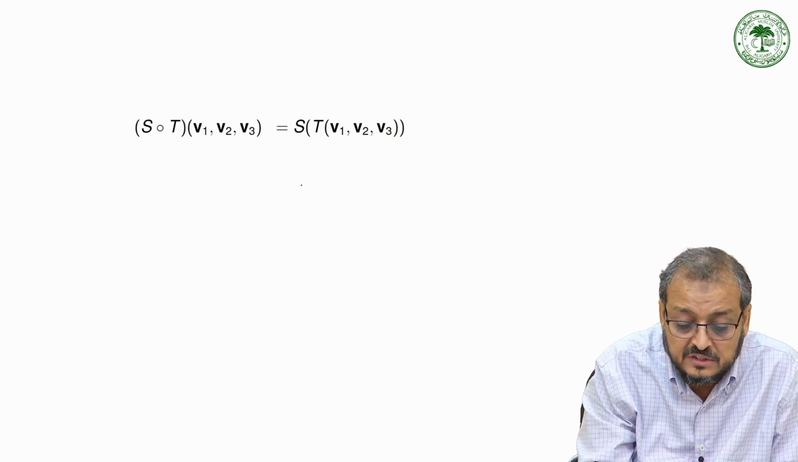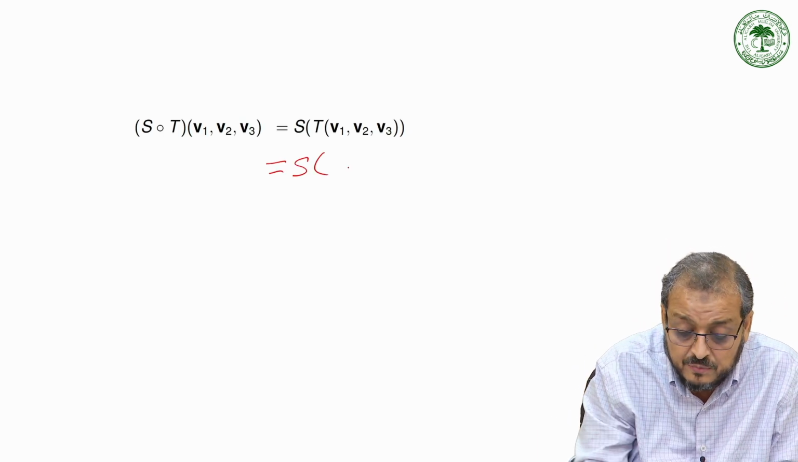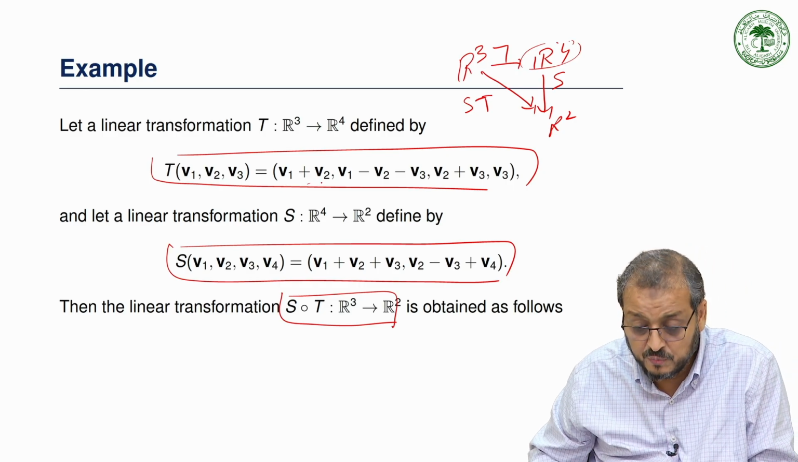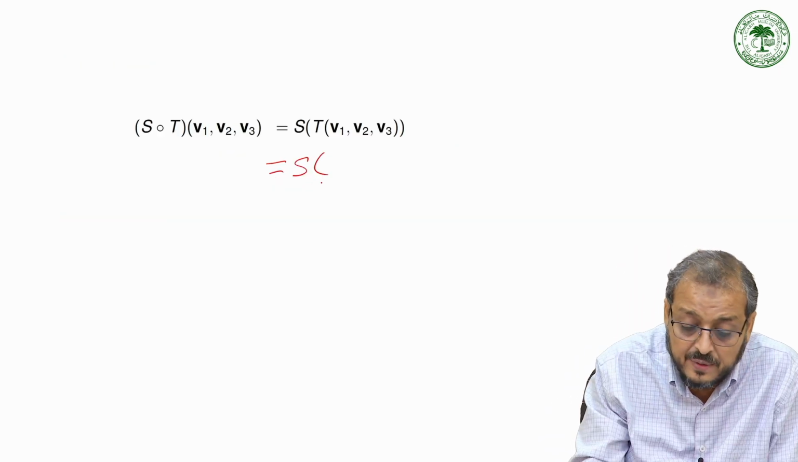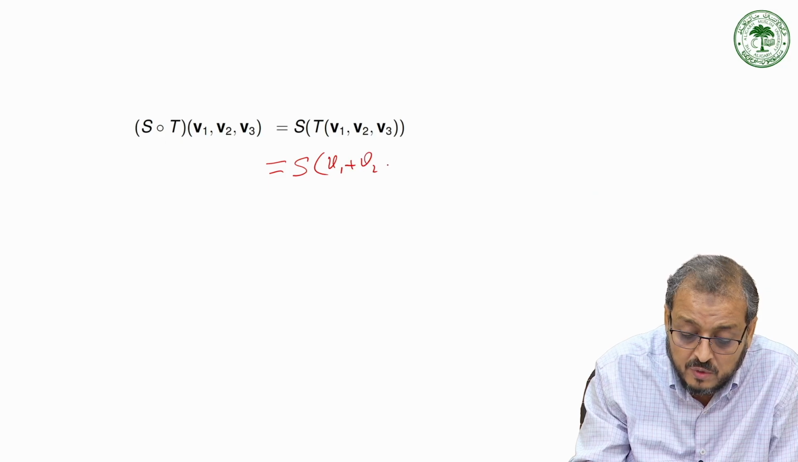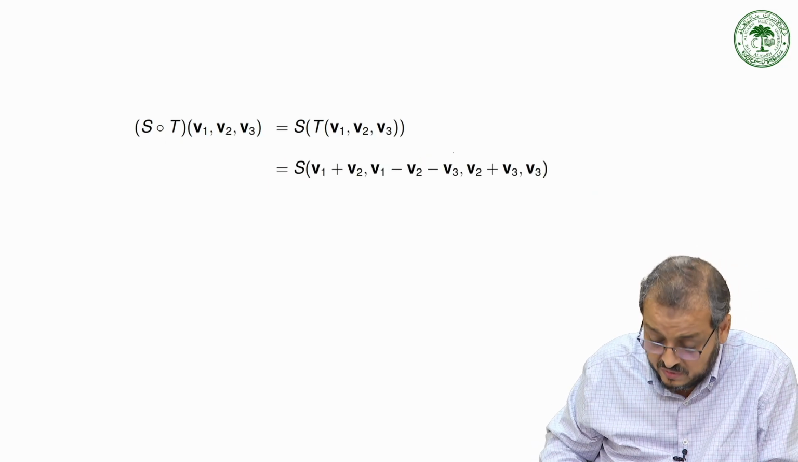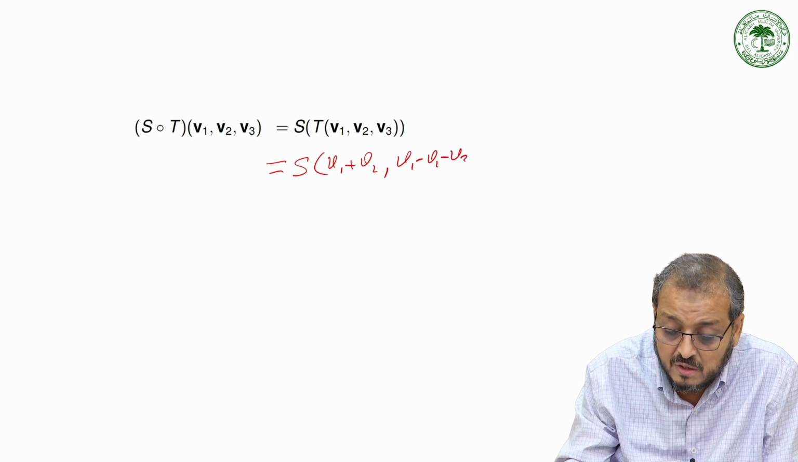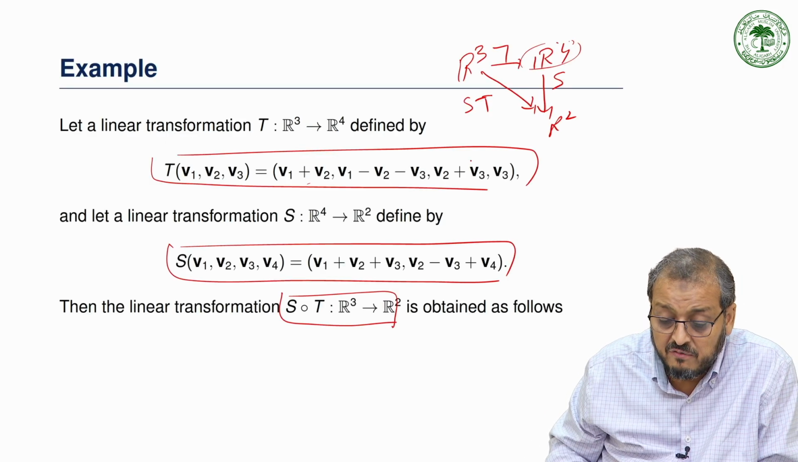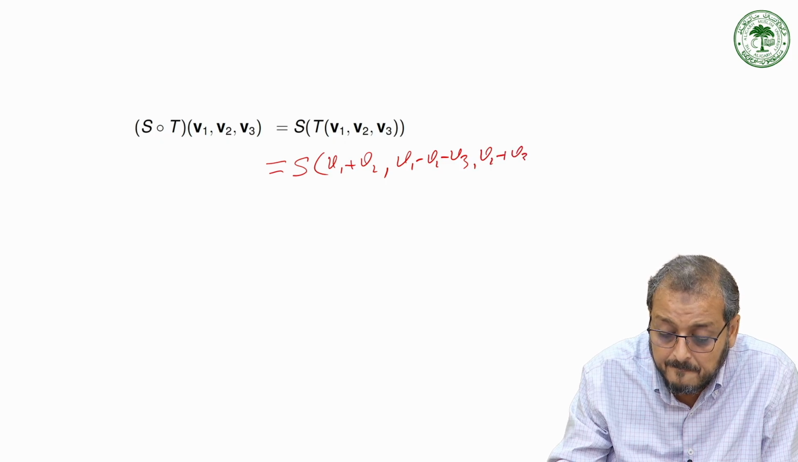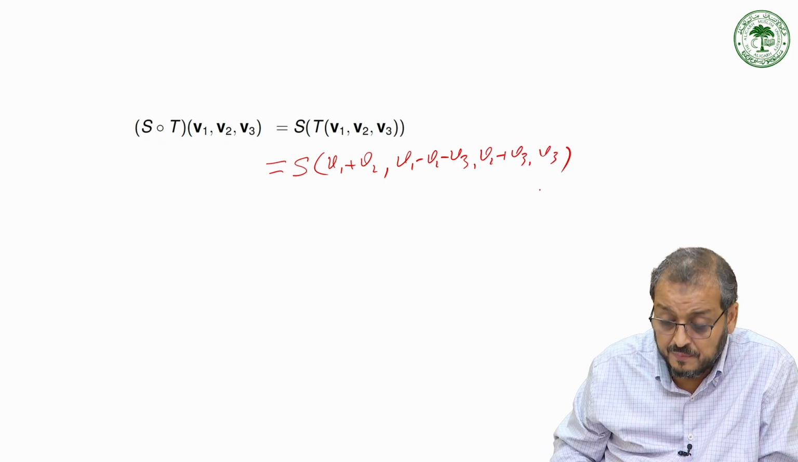So S composition T is equal to this. We can say that S times T of this is (V1 + V2, V1 - V2, and then V1 + V2, V1 - V2 - V3, so V1 - V3, and then V2 + V3, and V3).